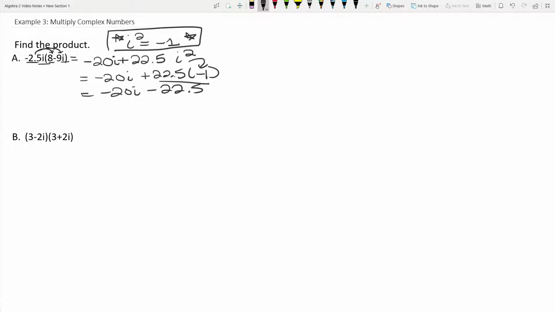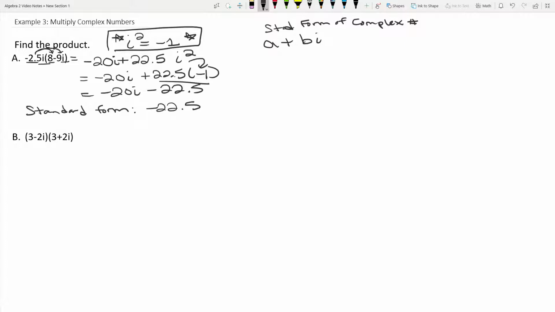All right, now we usually like to write this in standard form. What does that look like? The standard form of a complex number is a plus bi. So that's the standard form of complex numbers. We want to put it in that a plus bi form. So the real part is negative 22.5, so that goes first, and then the bi goes last, so minus 20i. So the i term goes last. That's how it looks in standard form.